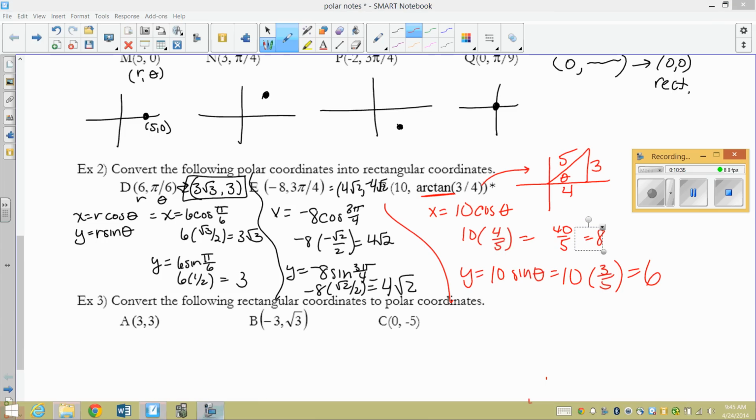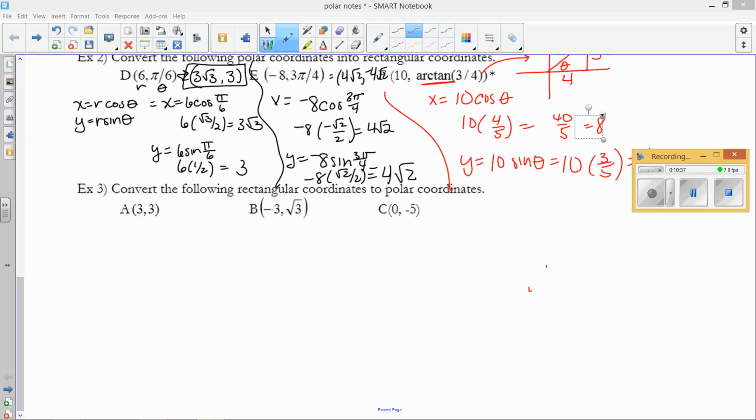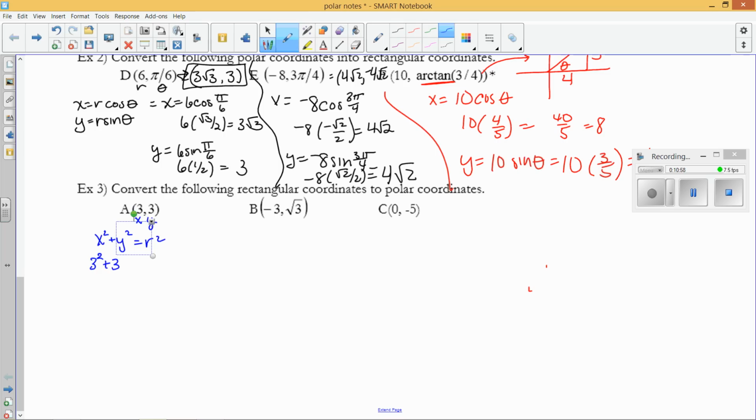Hang on a second, I'm just going to pause. Now, when we switch from rectangular coordinates to polar coordinates, sometimes it gets a little bit more complicated, which you'll see. So if I have rectangular coordinates of x and y are 3 and 3, the best formula to use is x squared plus y squared equals r squared to get my radius. So I'd have 3 squared plus 3 squared equals r squared. And r is going to be 3 root 2, because I'd have the square root of 18, which is 3 root 2.